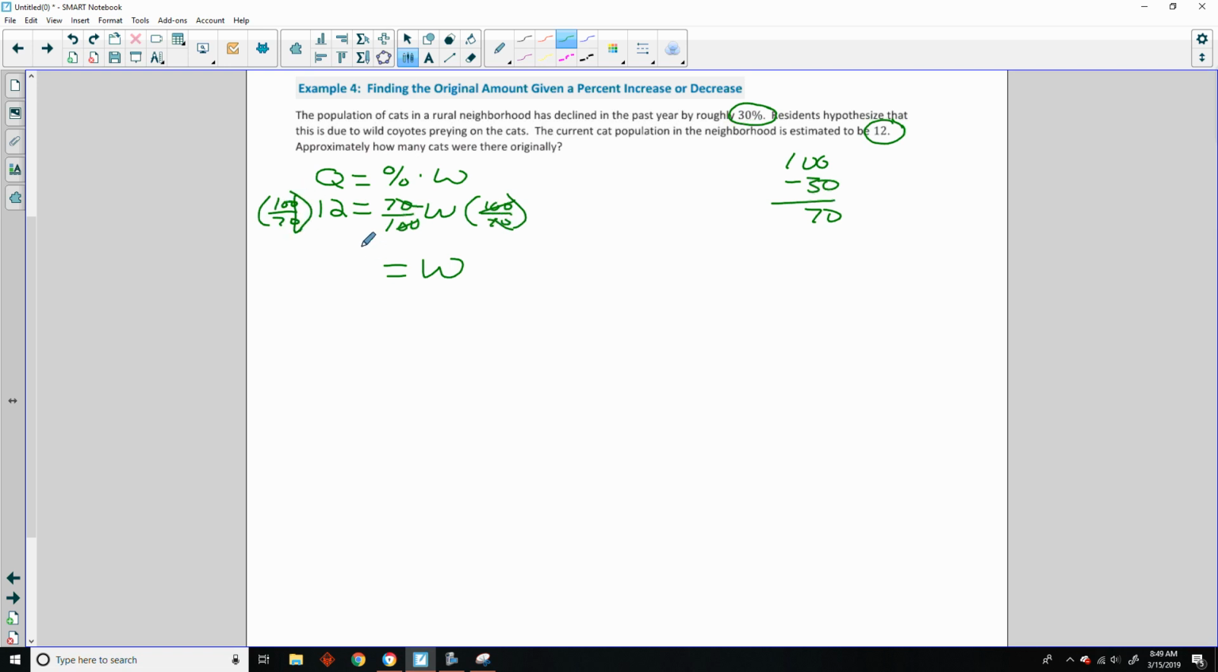Okay, I can reduce this to 10 sevenths. So it would be 10 times 12 over 7, which is 120 over 7. So W equals 7 goes into 12 once with a remainder of 5. 7 times 7 is 49 with a remainder of 1. Okay, so it's 17.1. Can't have a portion of a cat. So I would say the number of cats in the neighborhood originally was approximately 17 cats. Okay, so 30% of 17 is 5. So 5 cats they think were killed by coyotes.